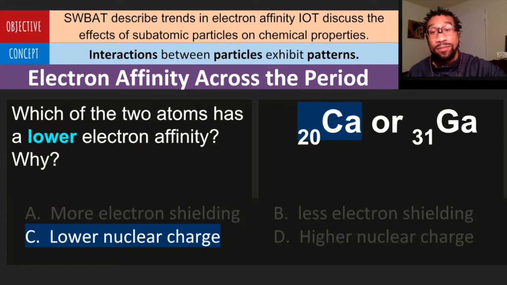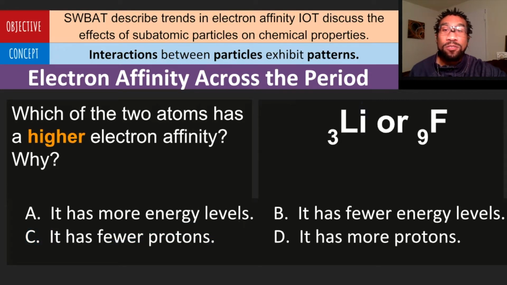Okay. Let's look at our next example. Which of the two atoms has a higher electron affinity? Is it going to be lithium or is it going to be fluorine? Which one would you choose? I would choose fluorine, all right, with an atomic number of 9. And so then why would I even choose fluorine over lithium? Again, these two elements are in the same row across the period from each other.